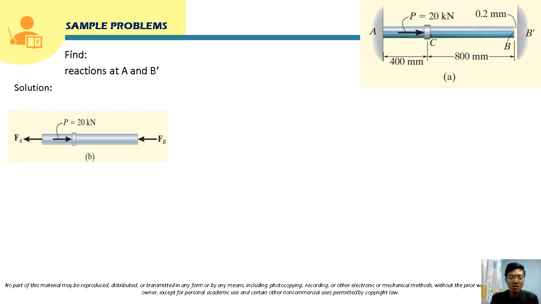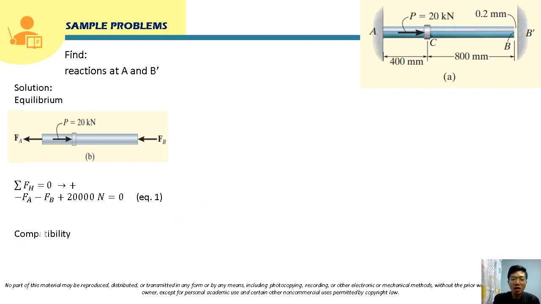So in this case, class, we have to generate here the equilibrium equation. There will only be one independent equilibrium equation here. That will be summation of forces horizontal equals 0. So this will be negative FA minus FB plus this 20 kilonewton expressed in Newton, so this will be 20,000 Newton, equals 0. Our assumption here is positive for forces that are directed to the right. So this will be our equation 1. Now, for our equation 2, we are going to use compatibility here.